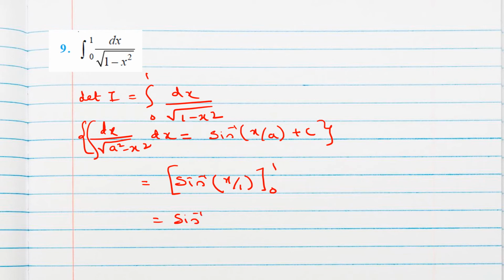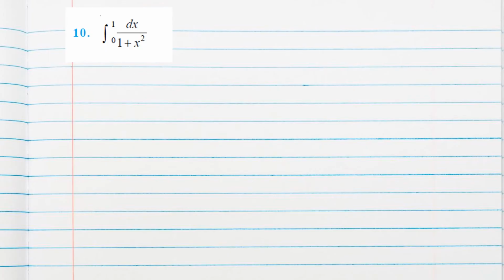So sine inverse 1 minus sine inverse of 0. Sine inverse 1 means pi by 2, and sine inverse 0 means 0. So the final answer will be pi by 2. Question number 10 also is one of the six formulae. First we'll let the integral be I.